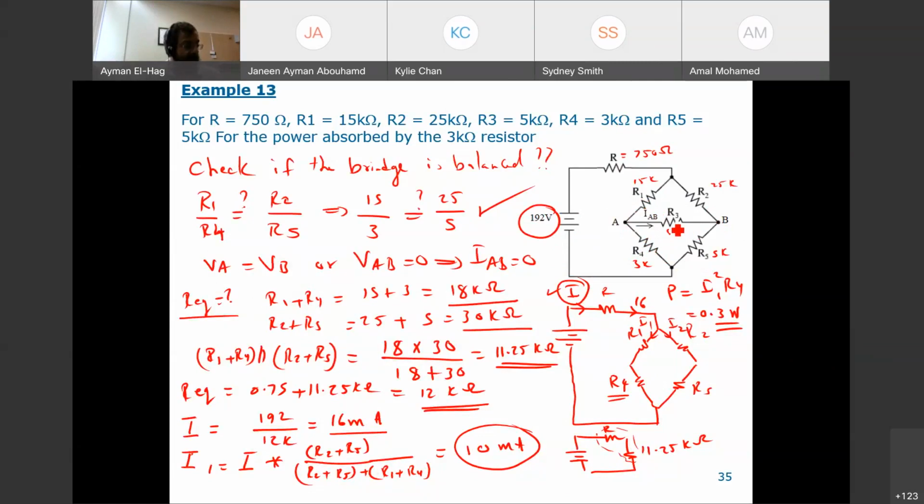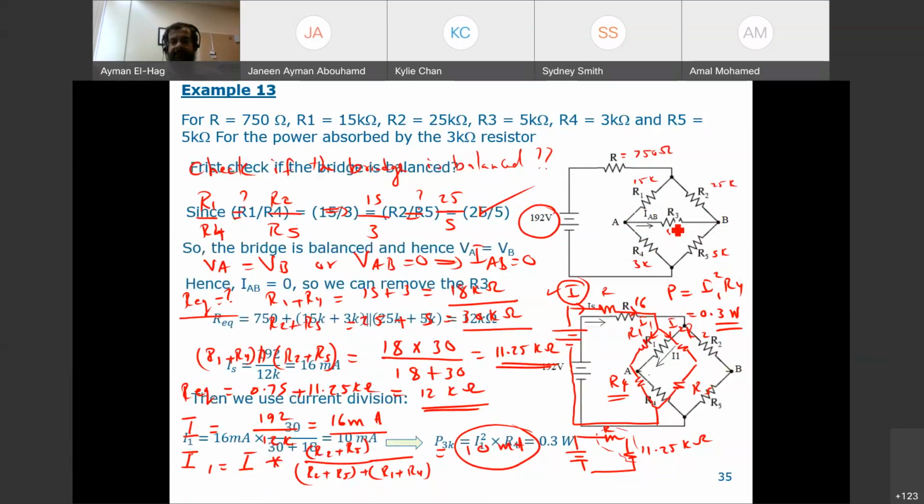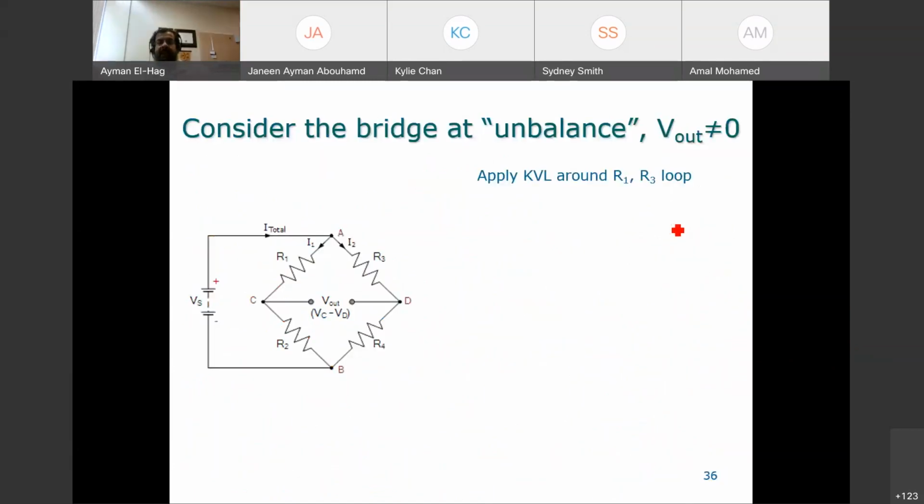Then this branch can be taken out and the circuit becomes much easier to analyze. Now the question is, what if it is not balanced? Which is the second case. What if R1 over R2 is not equal to R3 over R4? The question is, what will my V out be? And this is an extremely important formula. We will be using it a lot in the coming class when we talk about strain gauges, because we put strain gauges in a Wheatstone bridge. So we need now to find what my V out is.